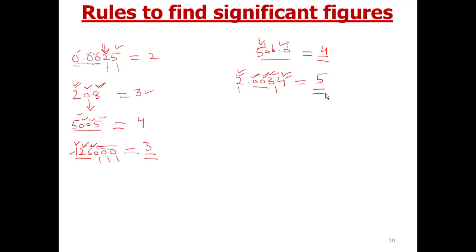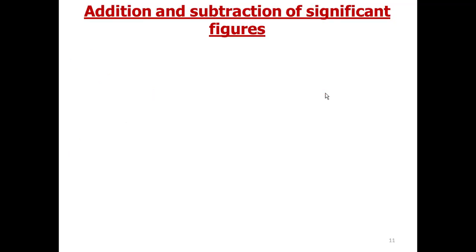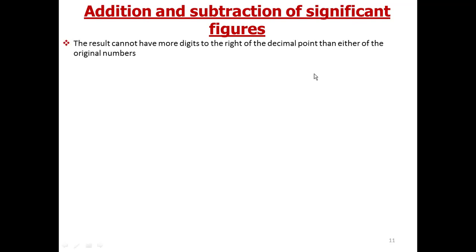Now let us see how to add and subtract numbers with the help of significant figures. So the first rule is, during addition and subtraction of significant figures, the result, an important rule, cannot have more digits to the right of the decimal point than either of the original numbers. We will understand this by the following examples.